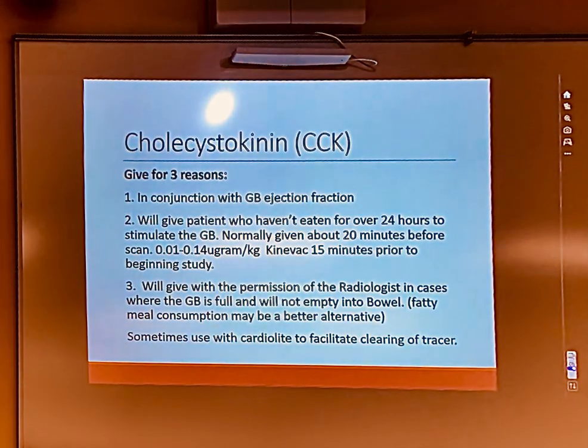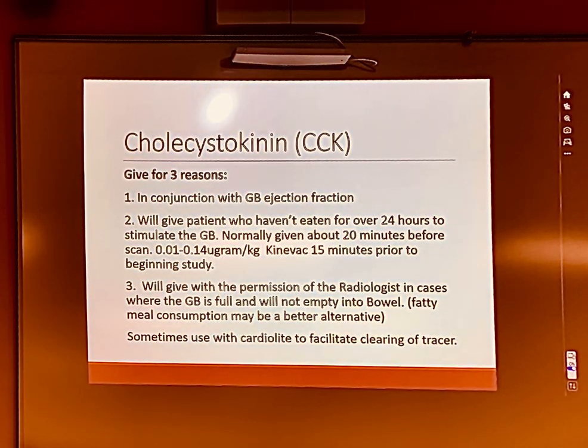So if your patient is having a scan with CCK, the radiologist will say, the patient's gallbladder ejection fraction was 37%, period, when they get CCK. If you give them a fatty meal, they will say, the gallbladder visually decreased in size with an estimated ejection fraction of whatever number you give them. That is the difference between the two.